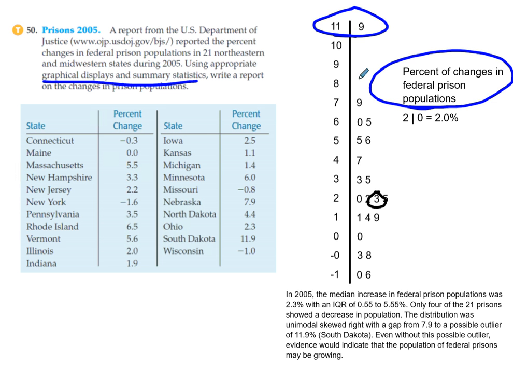Could you have done this with a histogram? Absolutely. You could have plugged all this into the calculator. You could have come up with the histogram and sketched it out from there. My feeling on these is if it's a small number like 21, it's just as easy to do it by hand as a stem and leaf. But that's me. That's your decision to make. Either of them would be appropriate graphical displays.